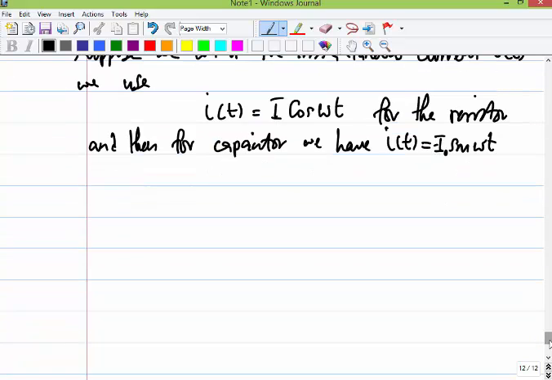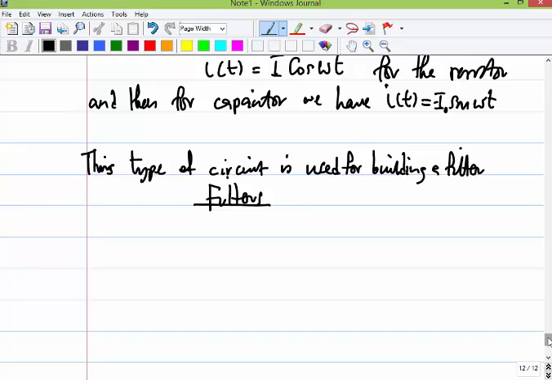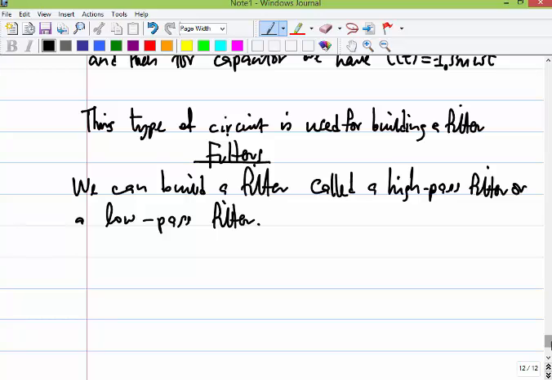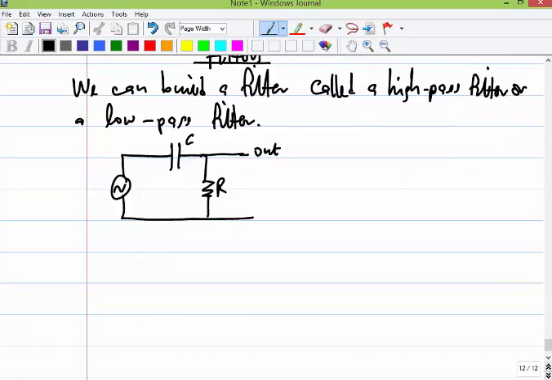Okay, so let's look at filters. This type of circuit is useful for building a filter. We can have a type of filter called a high pass filter or a low pass filter. For the high pass filter, let's say we have this circuit like that. High pass just means the capacitor is up here, and then we have our resistor this way, and this is your output. So this is the resistor, and this is the capacitor. So this is a high pass filter.